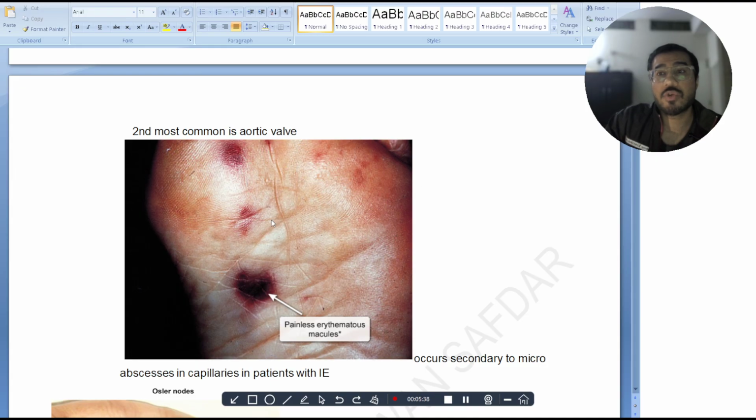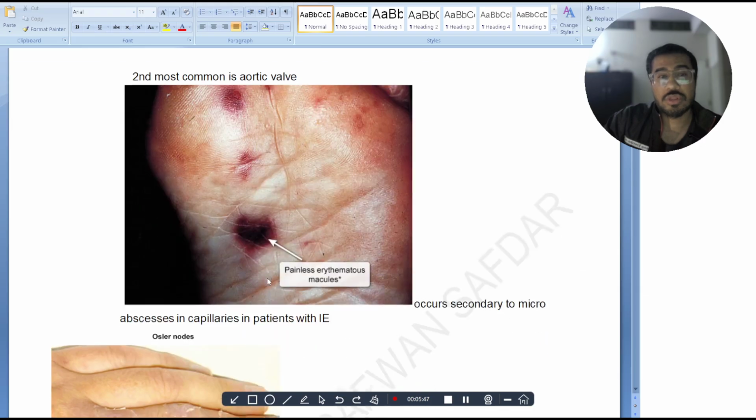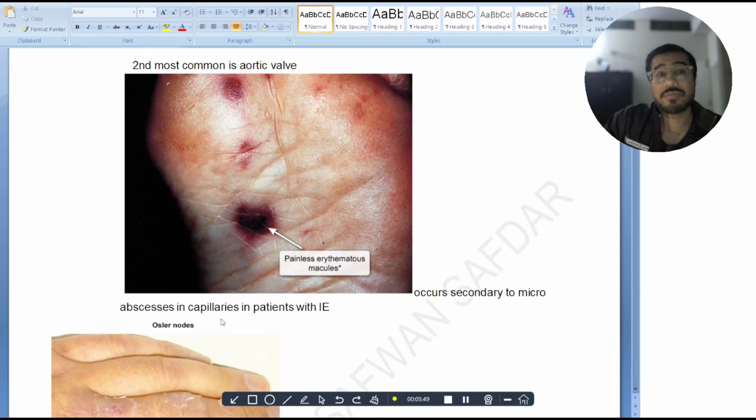So why are these caused? All of these findings are because of the obstruction of microcapillaries by the vegetations, microvegetations that are launched off. So these occur secondary to microabscesses in the capillaries in patients with IE.